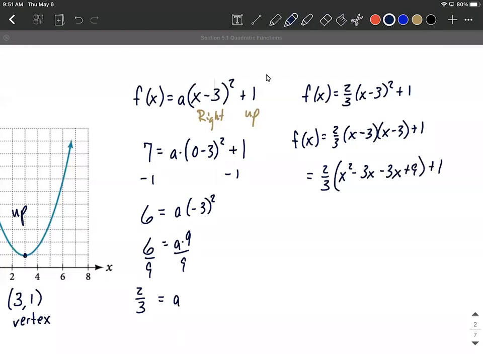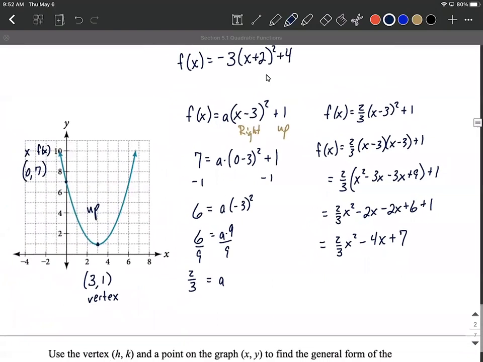Bring that plus 1 along from outside. Do a little bit of distributing for our 2/3. So I have 2/3 multiplied by x squared minus, as we multiply 2/3 times 3, the 3's get to cancel out. So we just get 2x, and the same thing for the next term, another 2x, and then 2/3 times 9 is going to work out to be 6. Finally, combine our like terms, complete this general form. 2/3 x squared minus 4x plus 7 will be the general form for this parabola that was graphed for us.